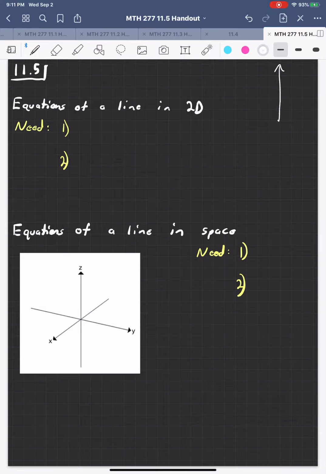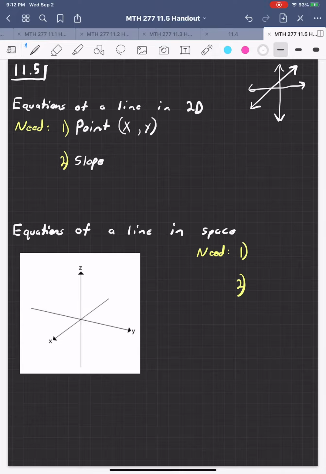If you have some two-dimensional system, and I just draw some random line here, if you want to find the equation of that line, think about what you need. Well, you need a point, and you need a slope. If you have a point and you have a slope, then you can form the equation of that line.